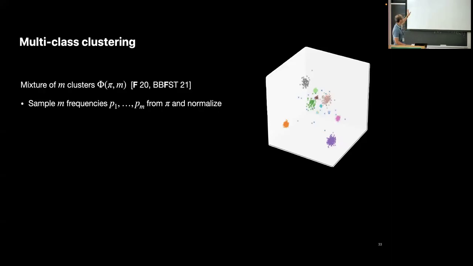And it works very simply. We will first pick the frequencies that we want, independently from this prior. We'll normalize them. Then we'll sample the cluster parameters randomly and independently. I just don't know how else to sample things.